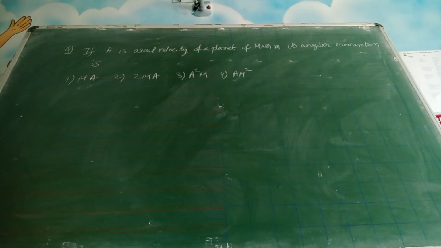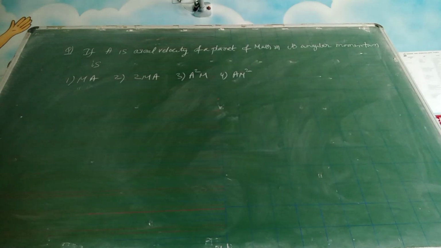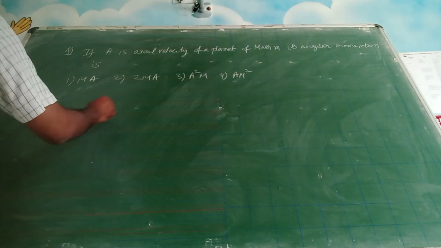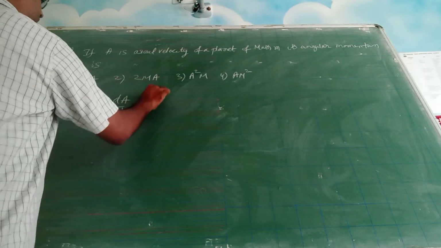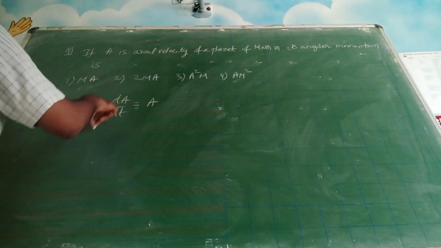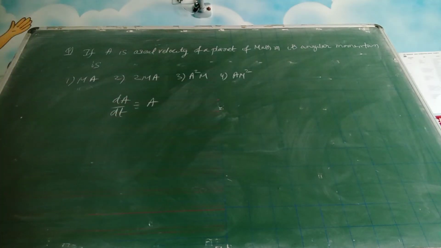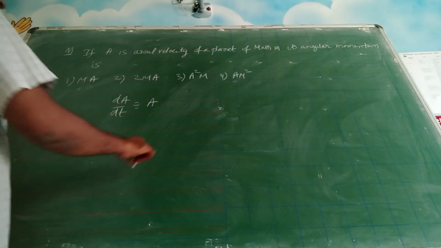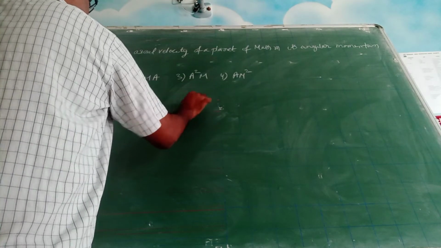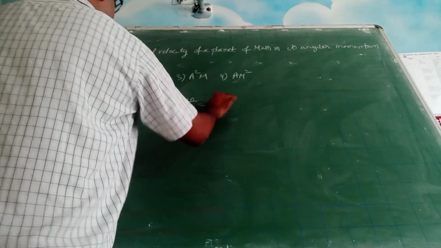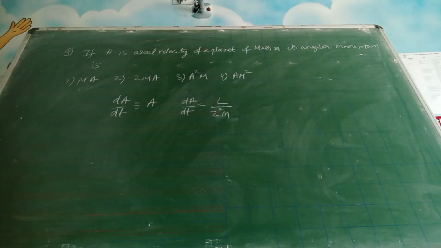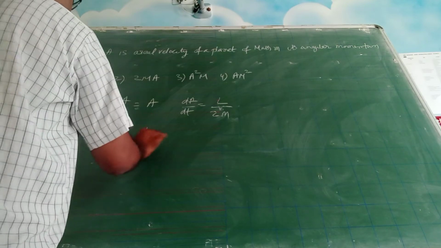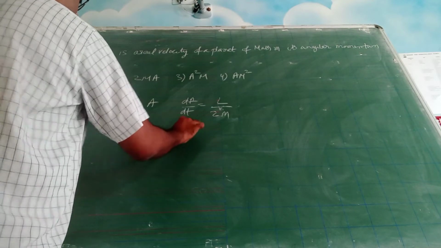If A is the areal velocity of a planet of mass m, its angular momentum is? So he has given us this is your areal velocity, given as A. But what is areal velocity? Areal velocity is constant as per Kepler's second law, and we have proved that dA by dt is basically L upon 2m. So L upon 2m is equal to A.